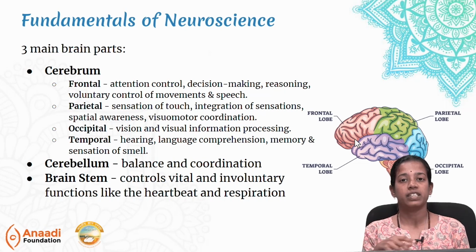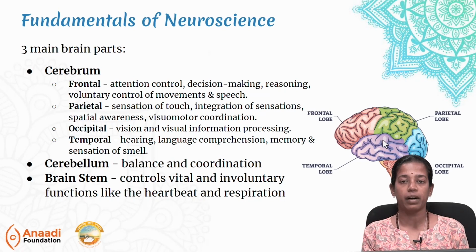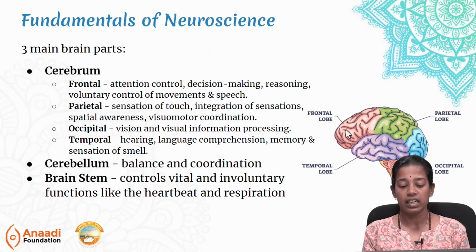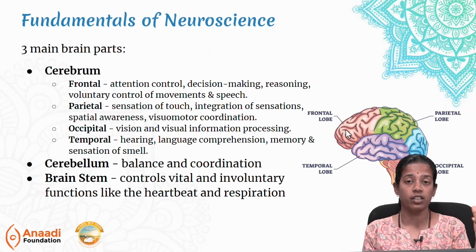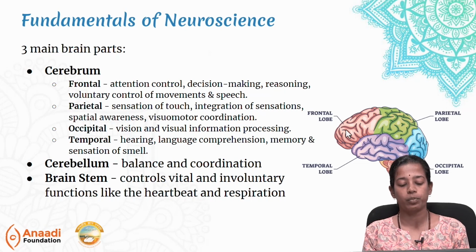The cerebrum is further divided into four parts, these colored ones: the frontal lobe, the parietal lobe, the occipital lobe and the temporal lobe. Each of these lobes has specific functions demarcated to it. The frontal lobe is with respect to attention control, decision making, reasoning, voluntary control of movements and speech. All of this is taken care of by the frontal lobe.